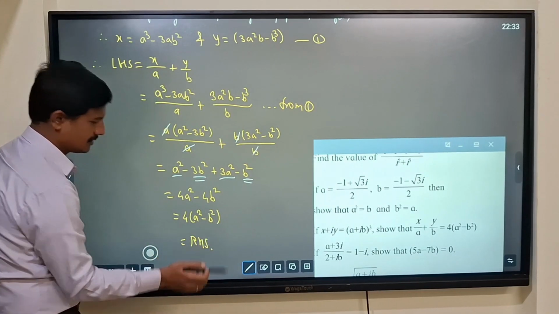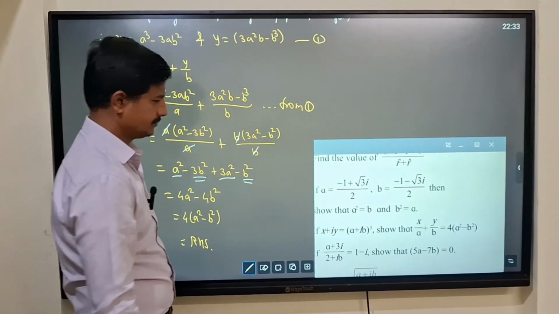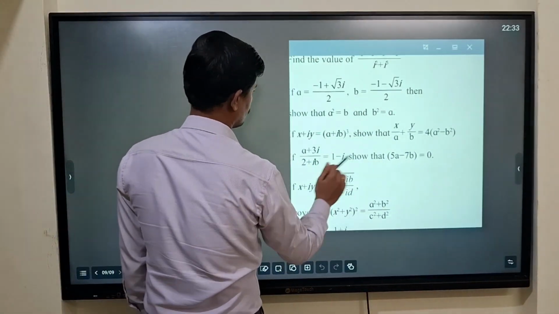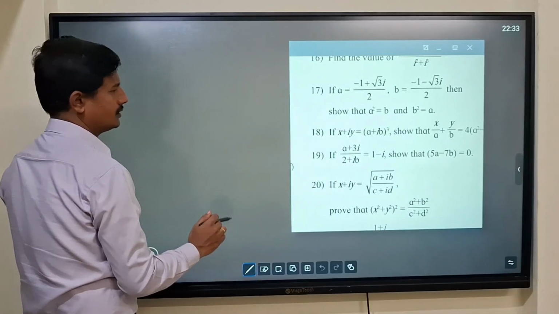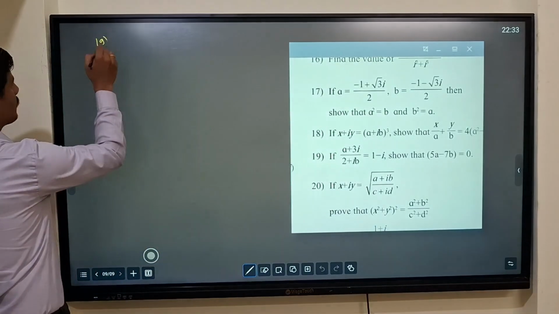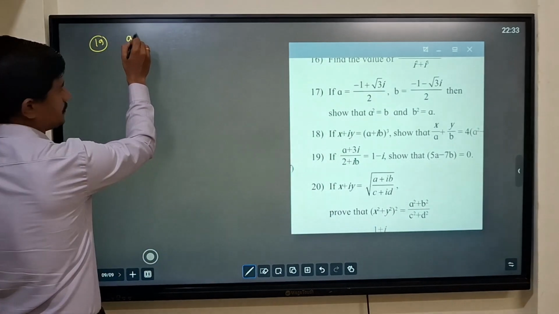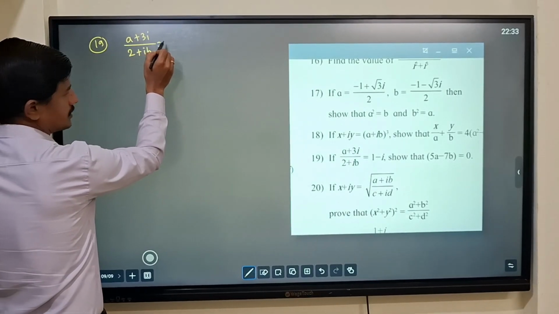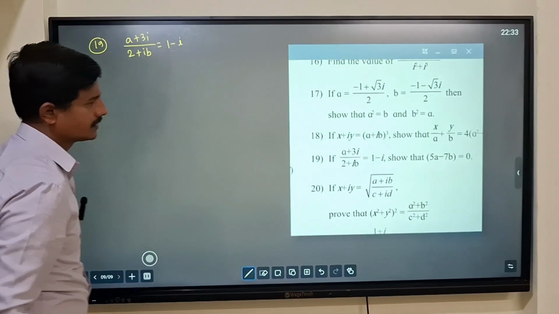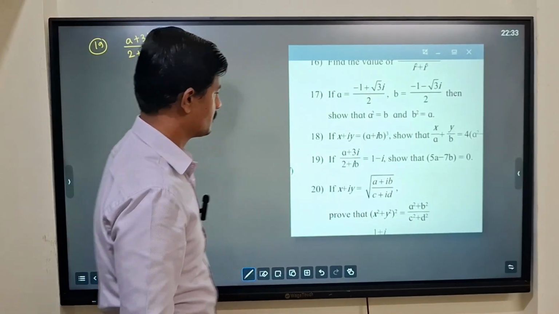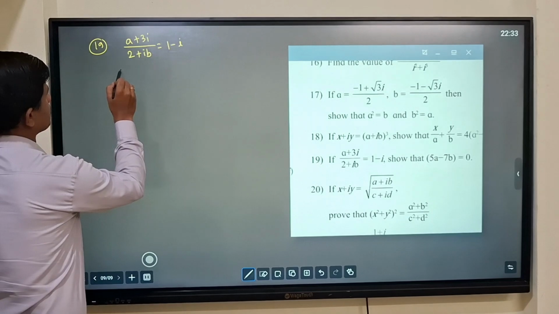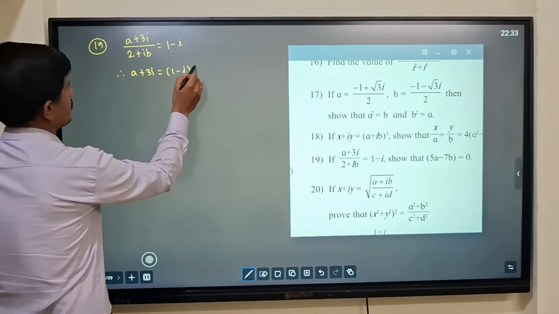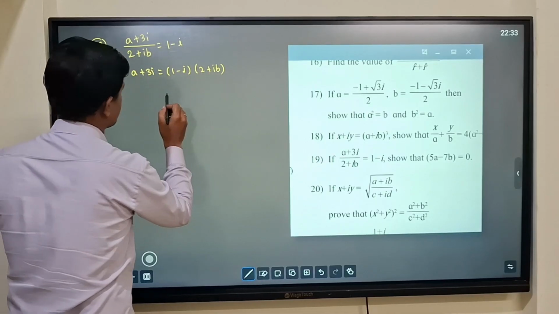Hence this is proved. Okay, now next one, the 19th one. If a plus 3i upon 2 plus ib is equal to 1 minus i, show that 5a minus 7b is equal to 0. So we have to simplify this. Therefore, a plus 3i is equal to 1 minus i into 2 plus ib.